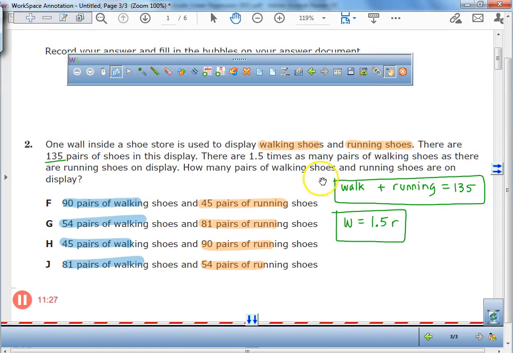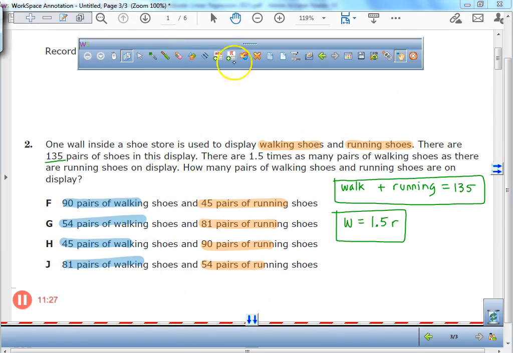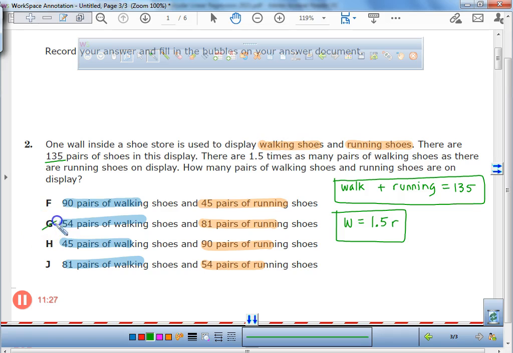don't have to check all these answers. 2 of them are obviously wrong. Because what do we have more of? We have more walking shoes than we do running shoes. So which ones would we eliminate that would not be okay? We would eliminate what? G and H, because we're supposed to have more walking shoes, because it says there's 1.5 times as many. Now, what numbers would I plug in here to test to see which answer is correct?